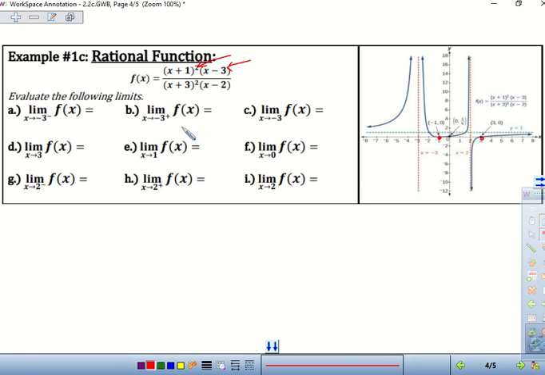So for the very first one, we're going to look at the limit as we approach the first vertical asymptote on the left. And as we approach -3 on the left, what is the function doing? Good. And on the right, it's also approaching? Positive infinity, right? They're both approaching positive infinity. So do these two limits match? So therefore, we're going to say the limit exists.